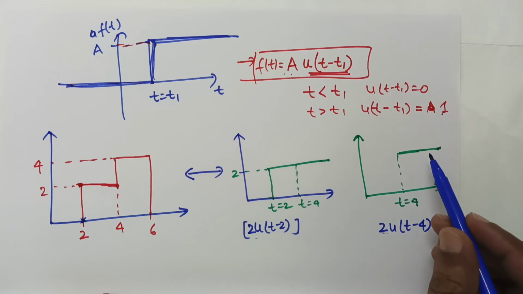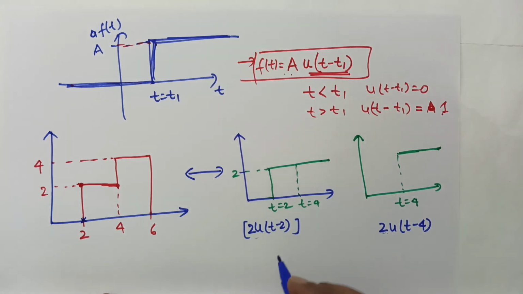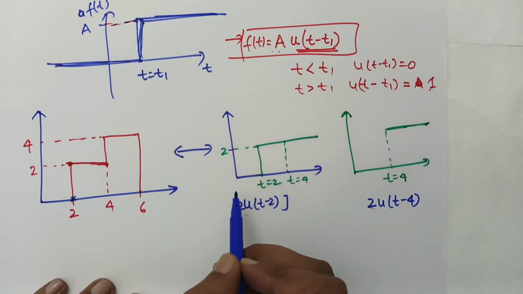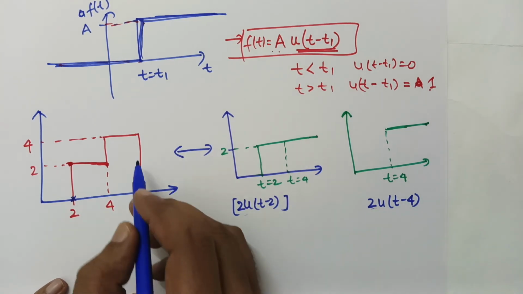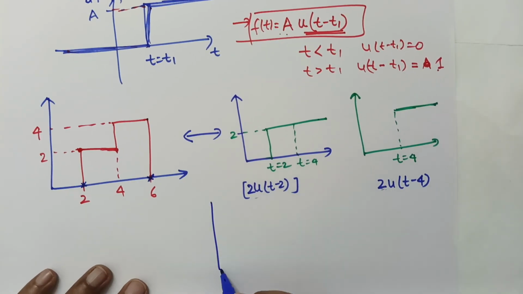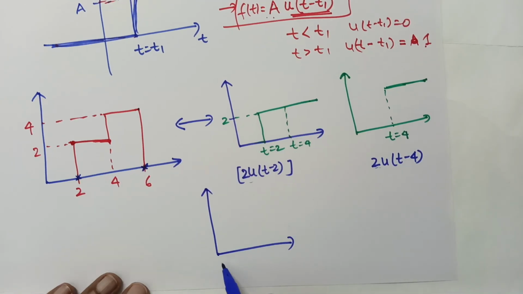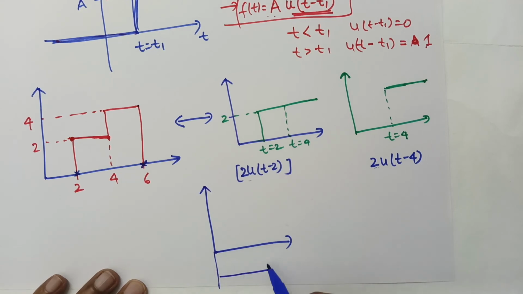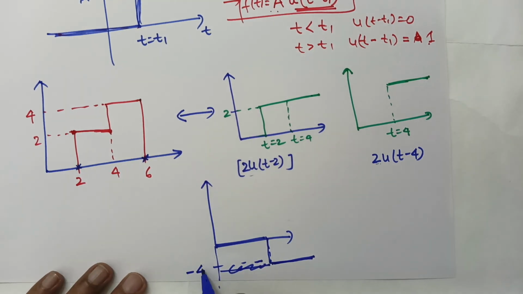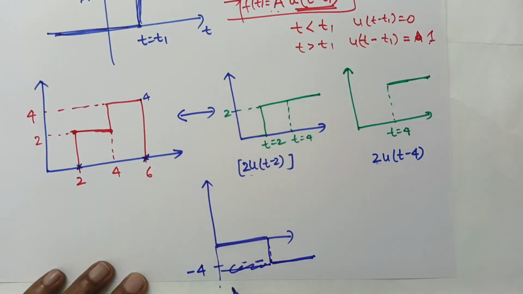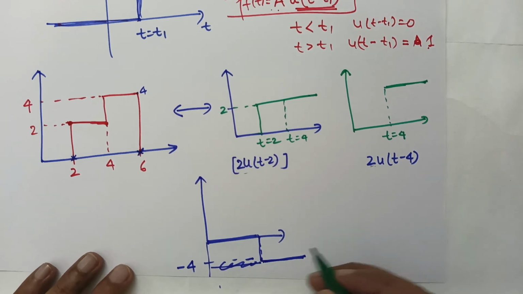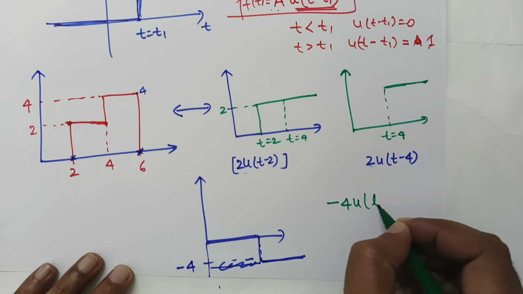Now this will continue until t equal to 6. Finally, at t equal to 6, we need to subtract something with magnitude 4. So if I take a magnitude of minus 4 which starts from 6, initially it is 0, then it starts here with magnitude minus 4. That gets added to the current value of magnitude, which is 4, and if I add minus 4, it becomes 0. So this is minus 4 u(t minus 6).